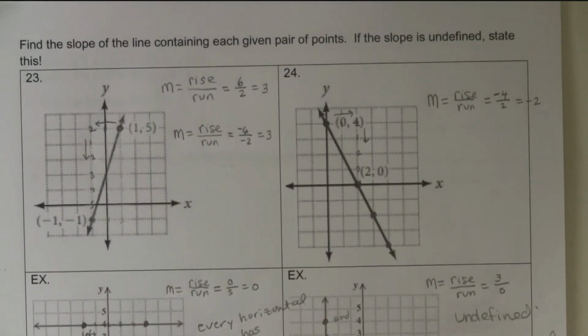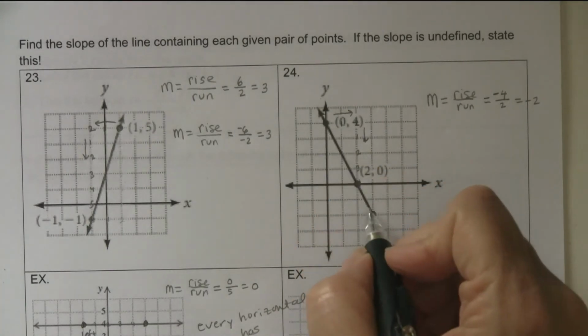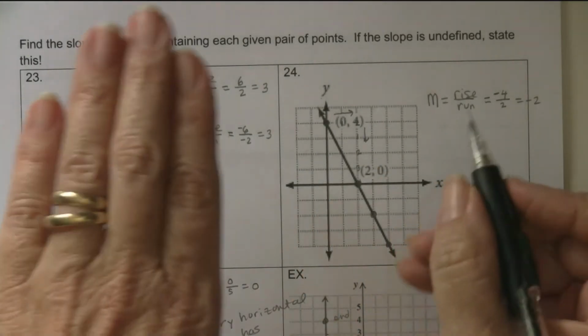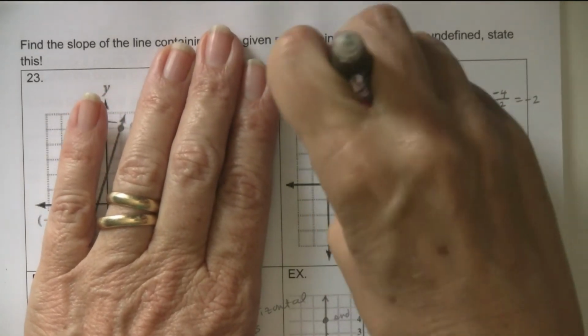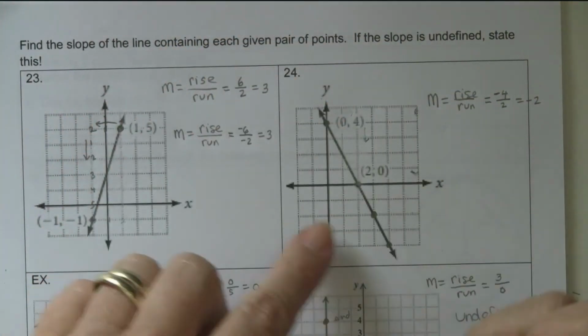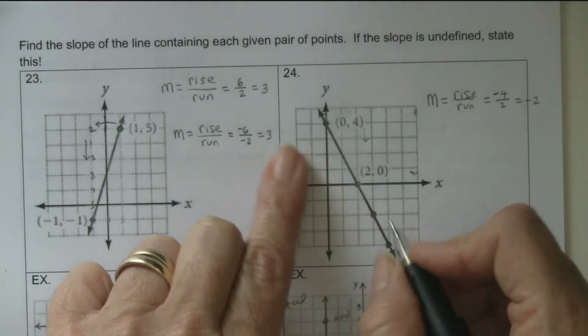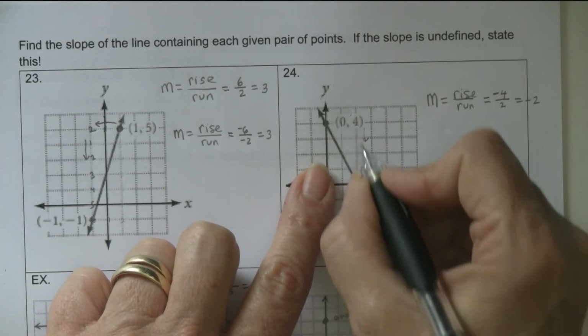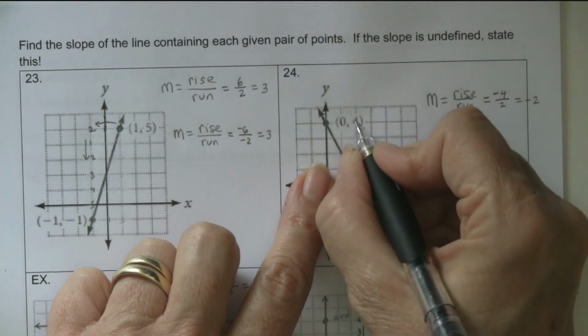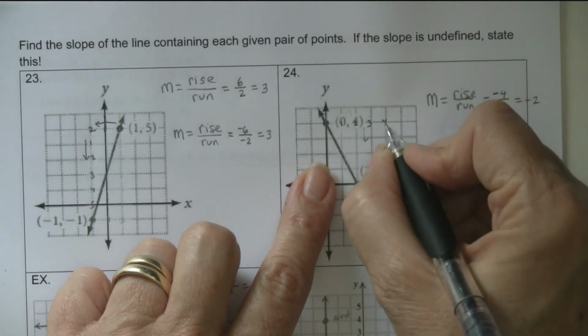Now, I couldn't help myself. I'm going to walk from this point all the way to this point, and I just want to show you that you would get the same answer. It doesn't matter what points you use, as long as they're good points on the line. And so this is a nice point. I'm going to walk all the way to the end. So I would walk over 1, 2, 3, one more, 4, right?